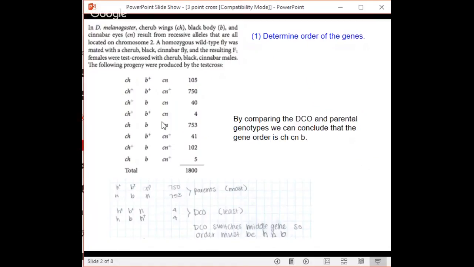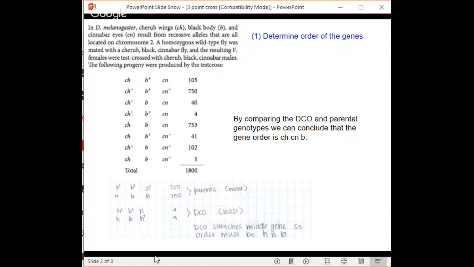So our parentals are going to be in the highest frequency. So here's a parent right here, and here's a parent right here. And we can look at our double crossovers to determine the order of the genes. Our double crossovers are going to be in the least frequency. So we have one here and one here.